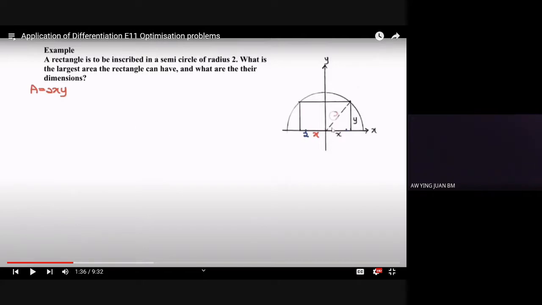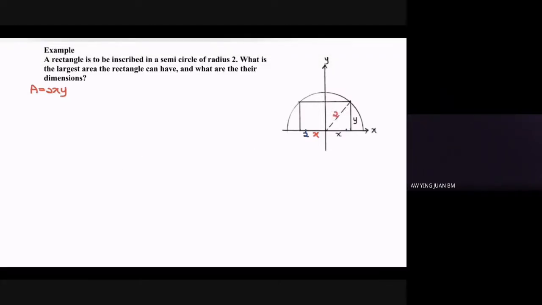Kita nampak ya, sini adalah 2 kan? Okay? Sebab kita nampak Pythagoras theorem. Dan kita cuba kaitkan. 2. So we have another equation, which is x squared plus y squared equals to 4. Here we have the situation. Step 1, identify the variable to be maximized or minimized. In here, area will be our focus.